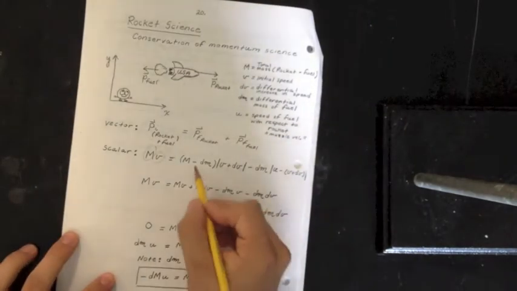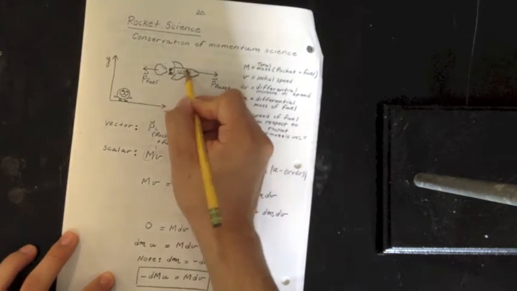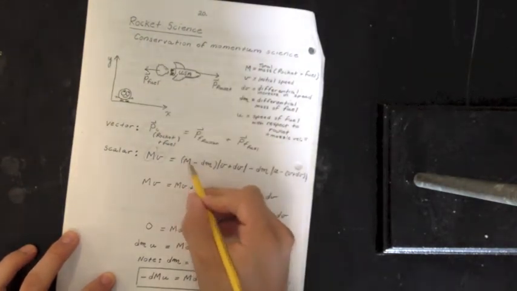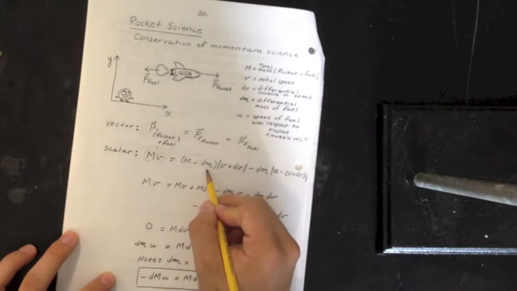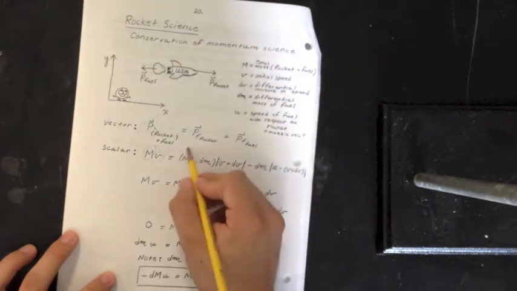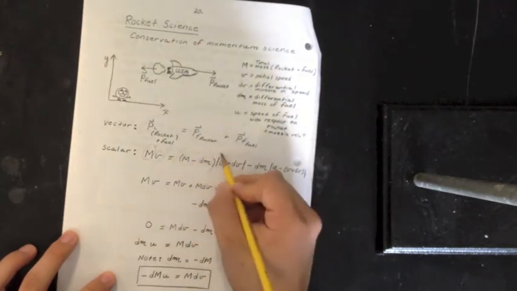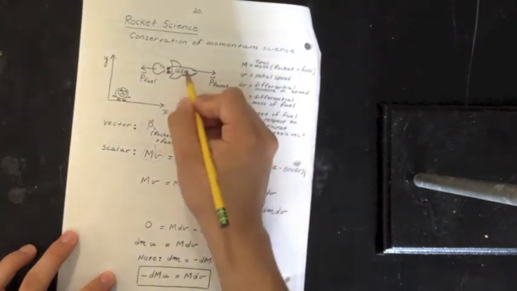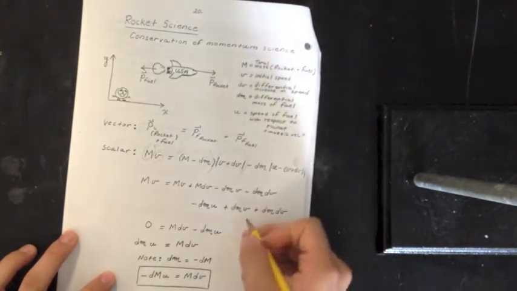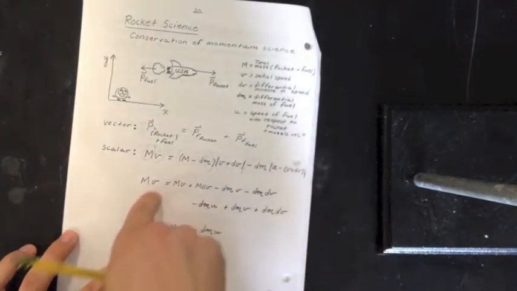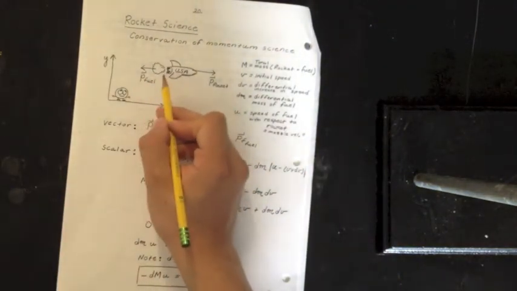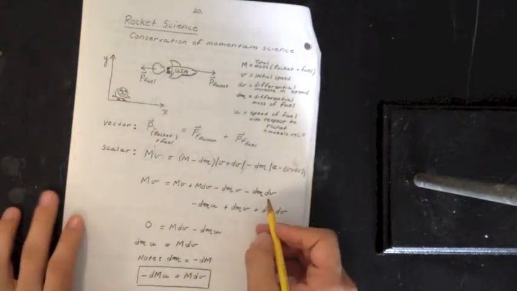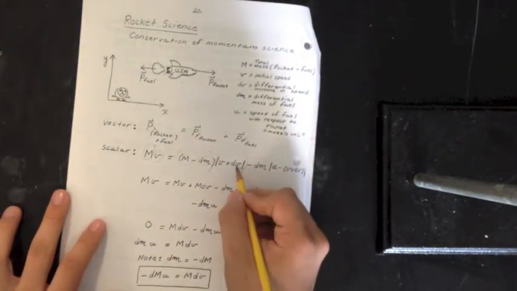Now, the mass of the rocket itself is your total mass minus the differential mass of the fuel, dm. That's the mass of the rocket. Your velocity is the initial velocity plus the differential increase in velocity gained from the actual explosion where the fuel is being launched. So your velocity is v plus dv.